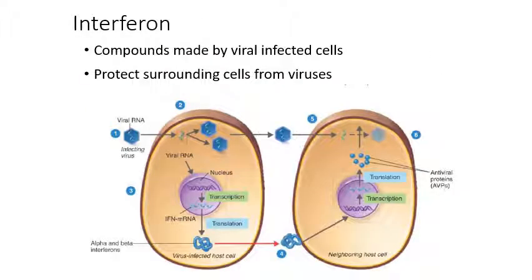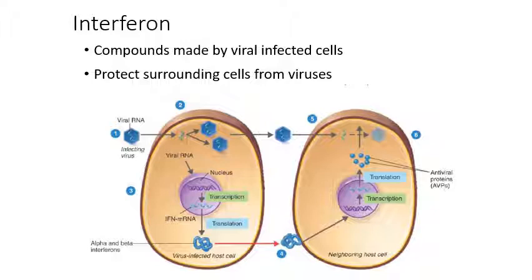All right, another part of your innate immunity and part of your second line of defense here is interferon. So interferon is a compound that gets made by cells that have been infected by viruses, right? So viruses need to enter into a cell in order to reproduce themselves. So they need to get inside a host cell, one of your cells, and then take over that cell.